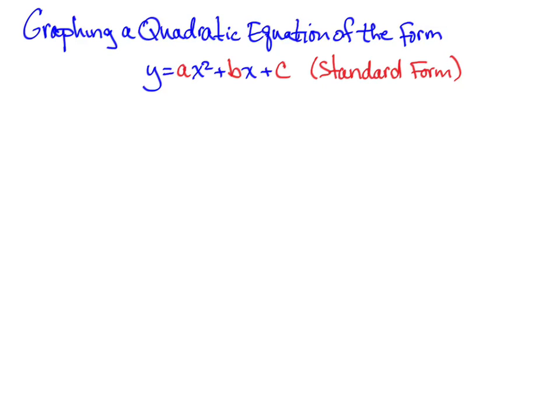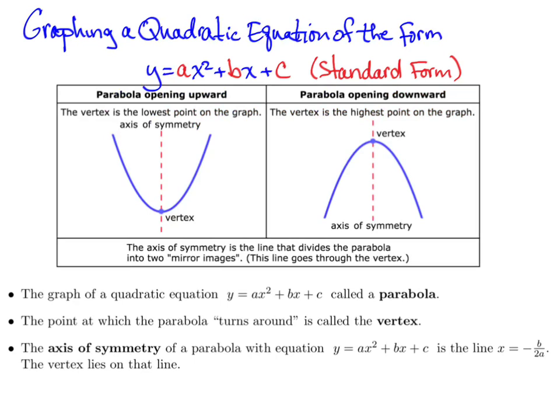Okay, so let's look at the worksheet for lesson 20. At the top of the worksheet, we have two pictures. The graph of a quadratic equation is always going to be a parabola, and it's either going to be opening upward, like the one on the left, or opening downward, like the one on the right. So there's always a vertex. If it's opening upward, the vertex is the lowest point on the graph. But if it's opening downward, it's going to be the highest point on the graph.